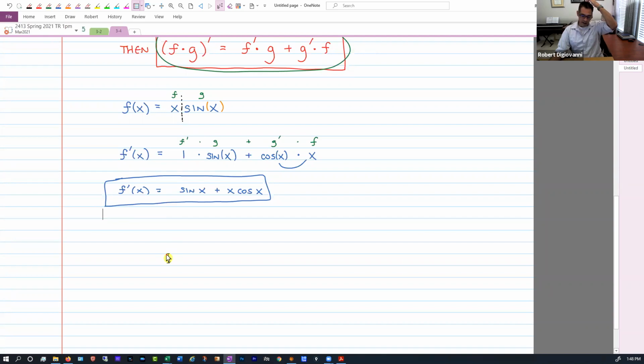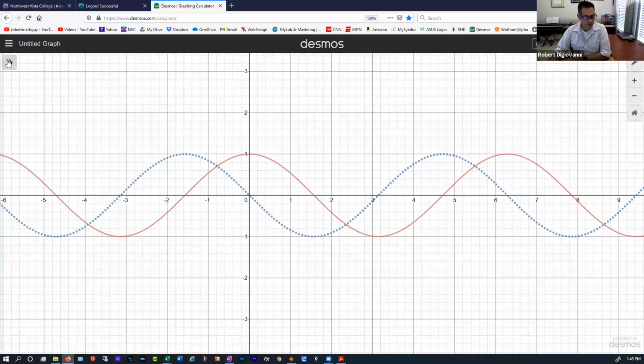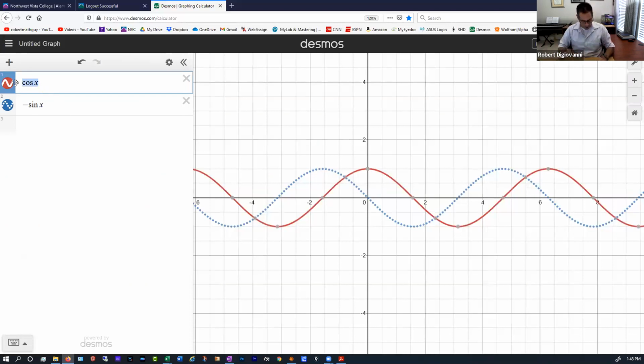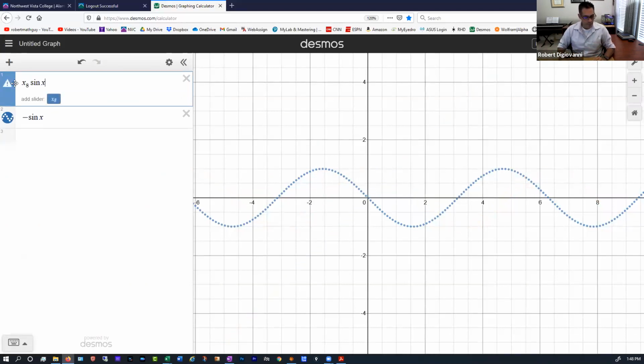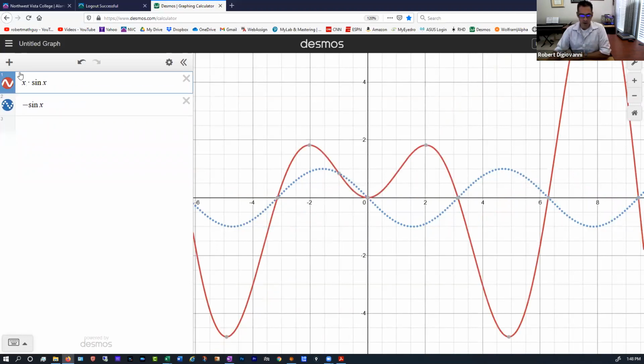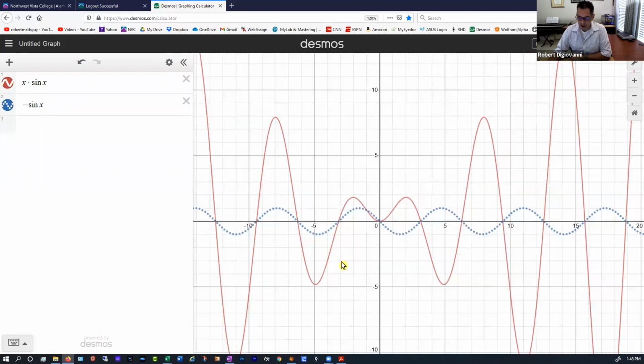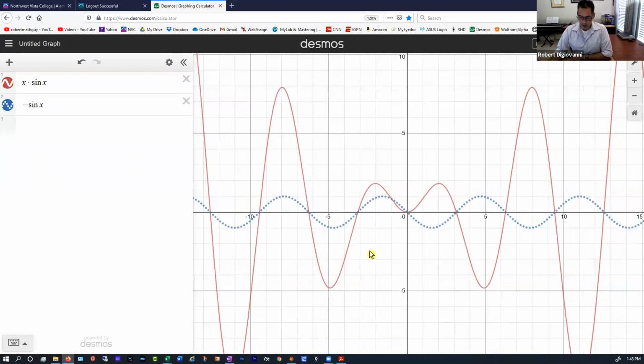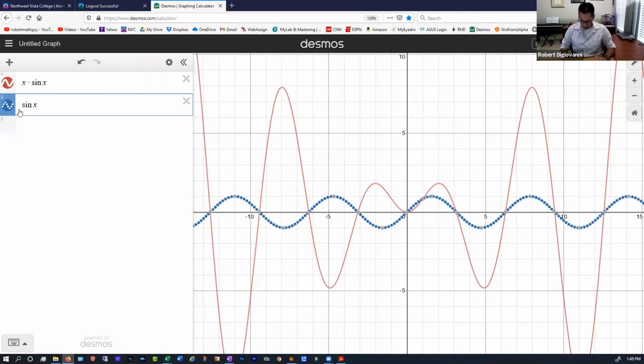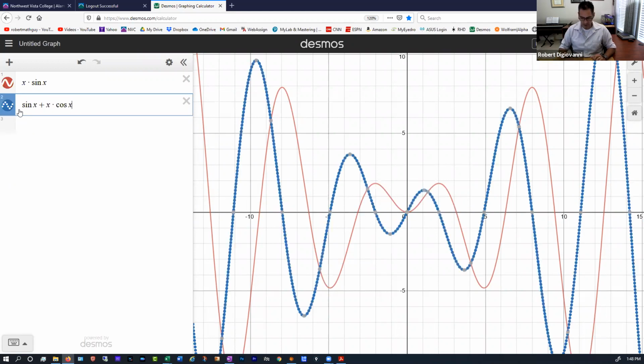I think it's worth looking at. I'll leave that up for another second or two. So what I'm going to do here is go back to this and graph the original function, x times sine x. Okay, the red function is x sine x. Pretty cool looking function, right? And now I'd like to graph the derivative of that, which should be sine x plus x times cosine x.